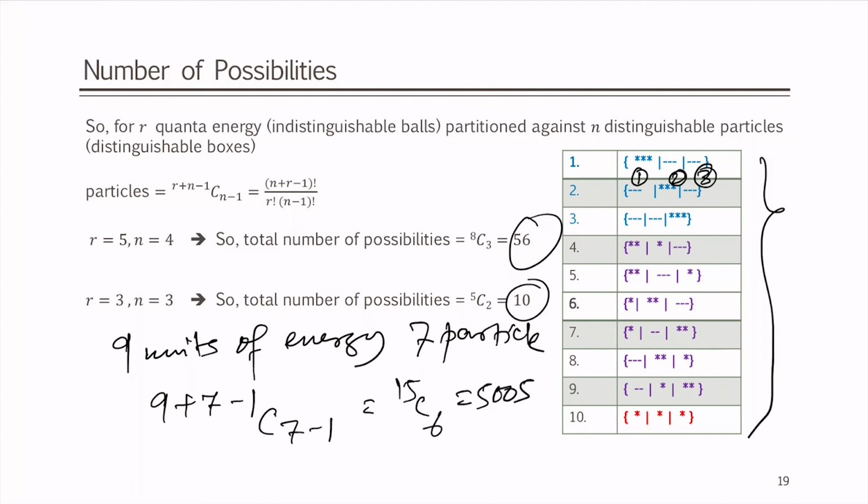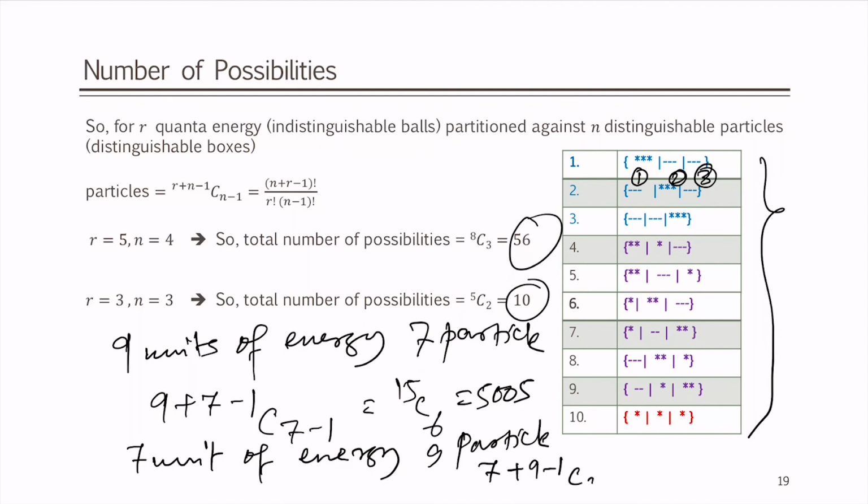But if I do the opposite, 7 units of energy into 9 particles, how many do we get? Now, it is 7 units of energy, so it is 7 plus 9 minus 1 choose 9 minus 1. So, it will be 15 C 8, not 15 C 6 anymore, and that will give you 6435. You are not getting the same thing, because one is indistinguishable, another is distinguishable. That is why you are not getting the same thing.